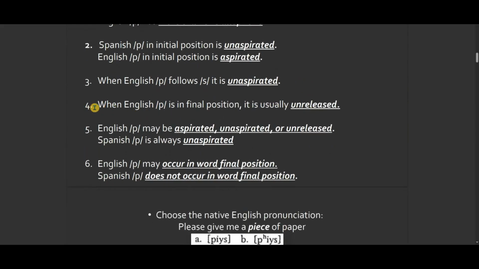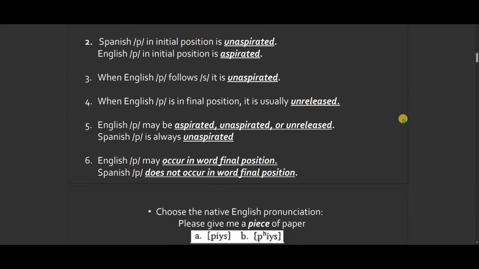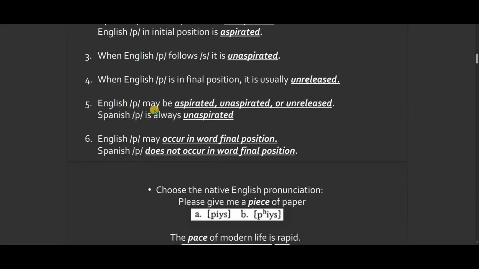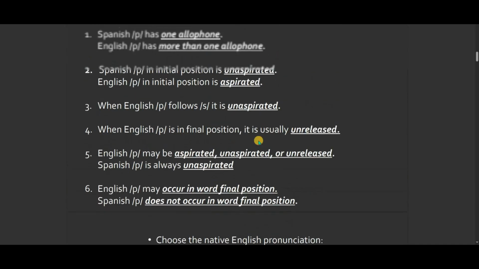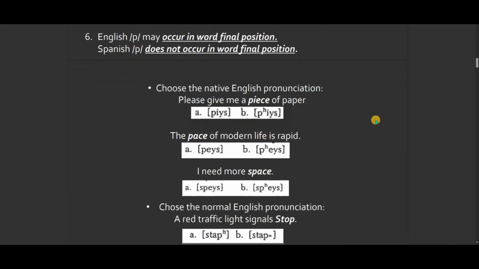Number four, when English P is in final position, it is usually unreleased. Number five, English P may be aspirated, unaspirated, or unreleased, while Spanish P is always unaspirated. And number six, English P may occur in word final position, and Spanish P does not occur in word final position. Pay attention to these statements that I'm going to be mentioning because they might be part of your final exam.